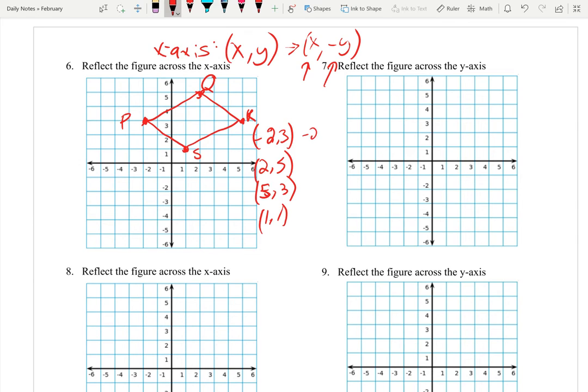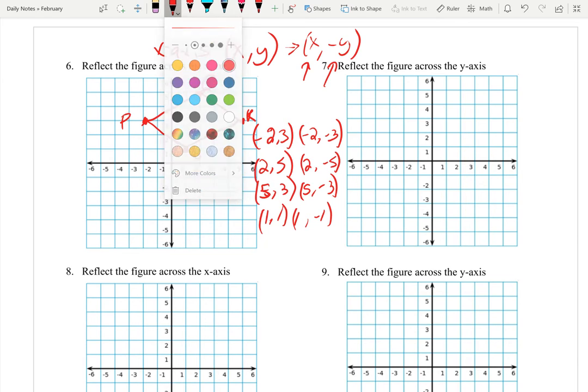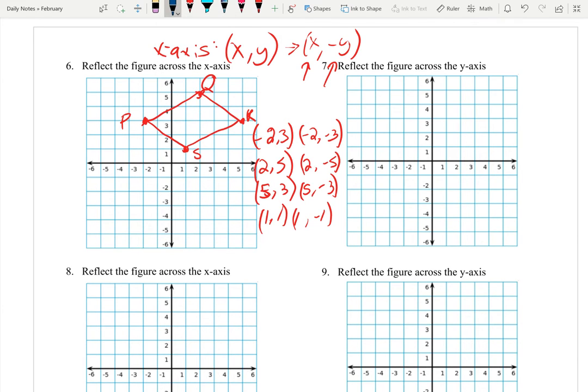So this would become -2, -3. This would become 2, -5. This would become 5, -3. And then 1, -1. So let's plot all of those points as our P prime, Q prime, R prime, and S prime. And we should have our reflection. So -2, -3 would be here. 2, -5 would be here.